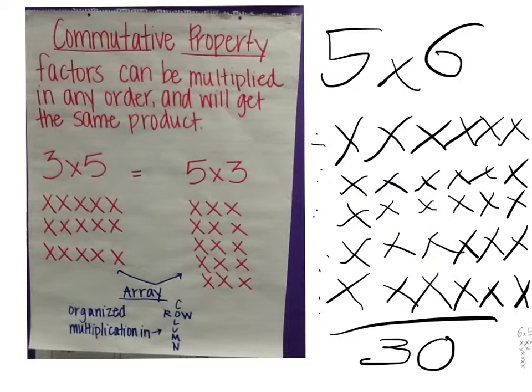The reason you can use the commutative property is because it makes it easier for you. Rather than doing 5 groups of 6, you can do 6 groups of 5, because it's easier to count by 5s than count by 3s.